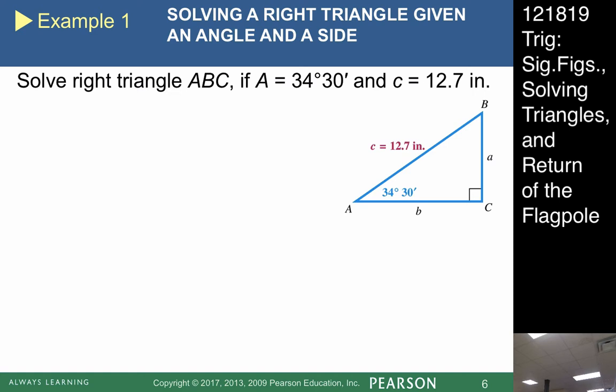I'm thinking the way that I picked to solve it was for any triangle, right? That's how you solve any triangle, not right triangles.